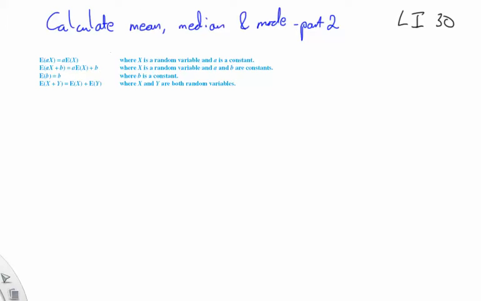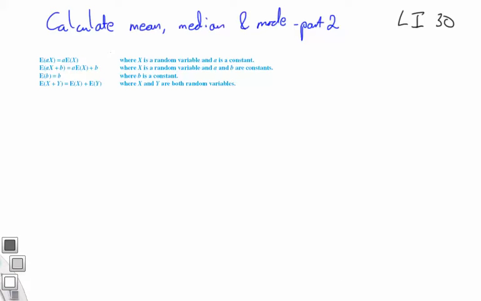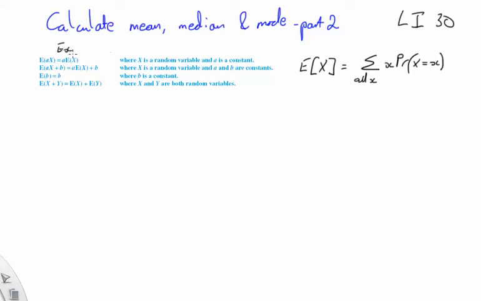Hello, this video is for learning intention 30 and we're going to be looking at our expectation formula a little more. So in the last video we said that the expectation of a random variable is the sum for all x of x times the probability that the random variable equals x. So we had this formula, and these are called our expectation theorems.